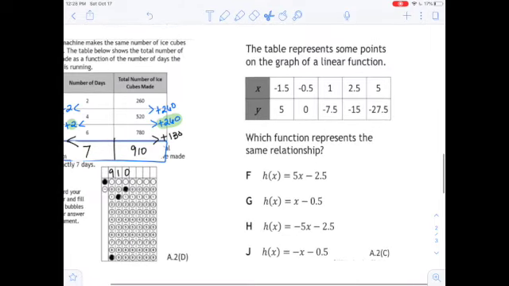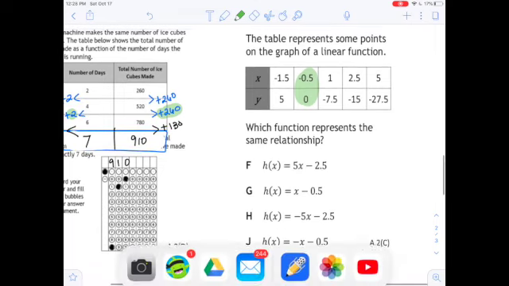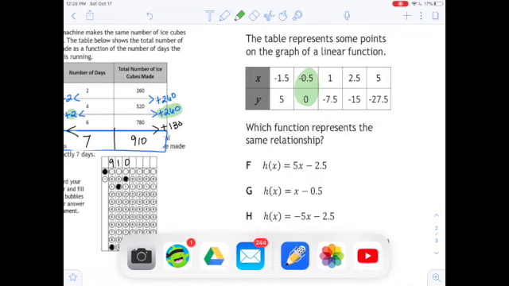Okay, the second one we have over here, it says the table represents some points on a graph of a linear function. Which one has the same relationship? Okay, so some people might look at this and be like, oh, Miss Hastings, look, there's our y-intercept because it's 0. Well, that's not true. That is actually an x-intercept, so you have to be really careful with that. But what you can do is look at this from a graph, okay? You can look at it from a graph. And so what I would suggest is pulling up your calculator.